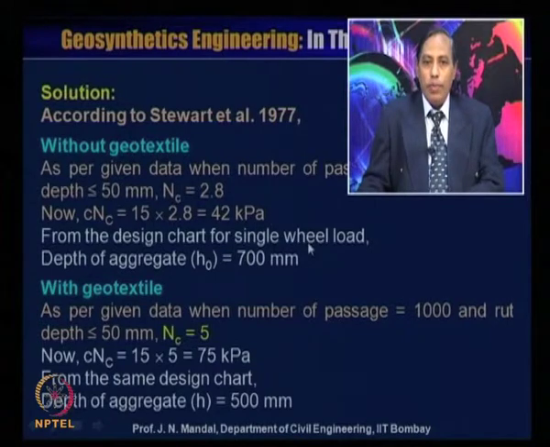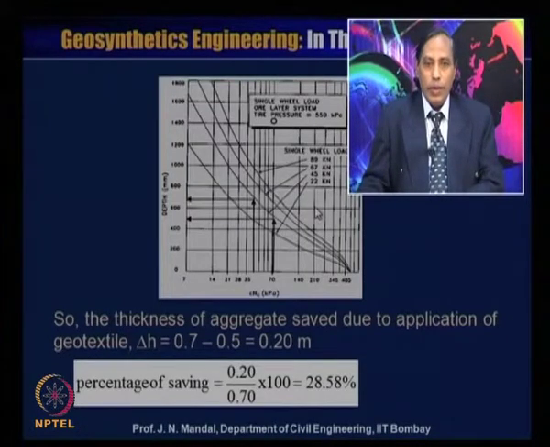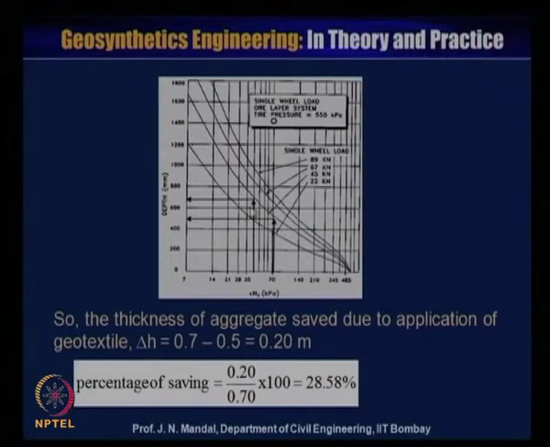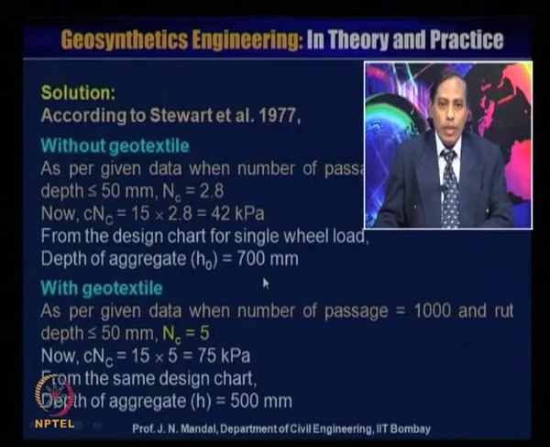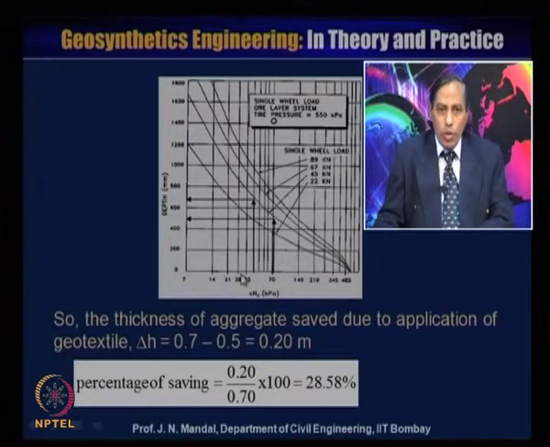Now, from the design chart for single wheel load, you can calculate the H0. That means you can calculate the depth of the aggregate. So, this is the design chart for the single wheel load. Okay, the tire pressure is 550 kilopascal, and c into Nc value is 42 kilopascal. So, you locate the value here, about 42, something about here.